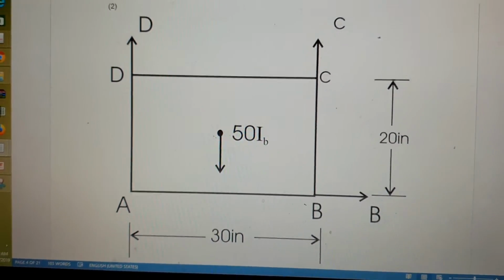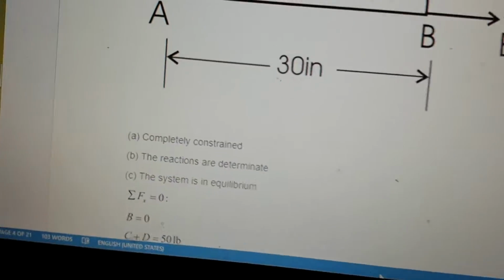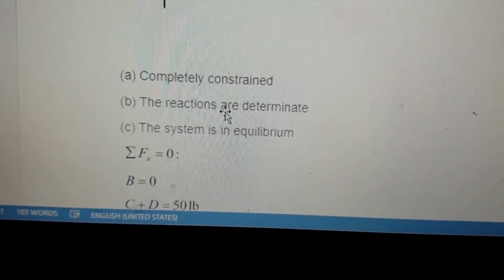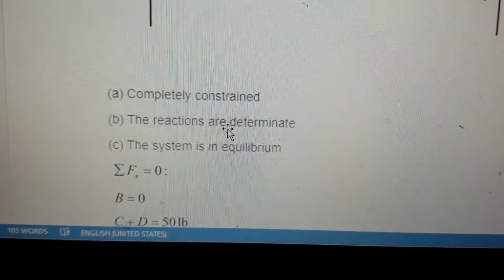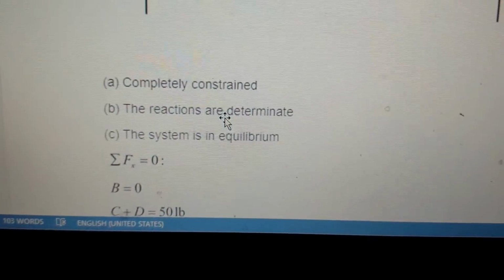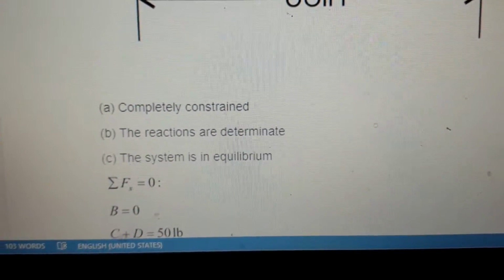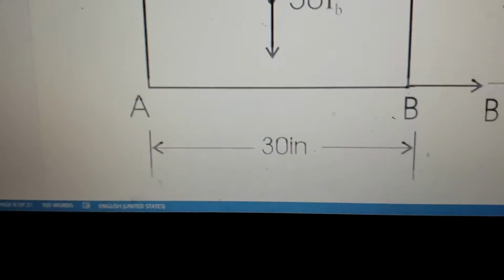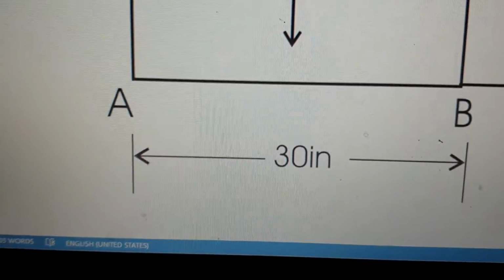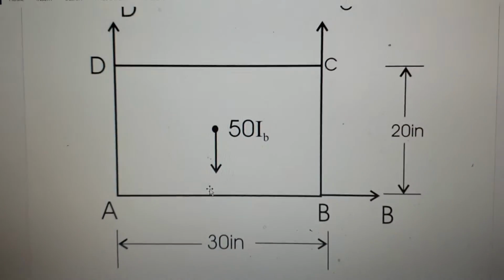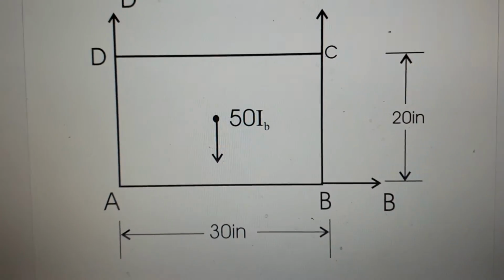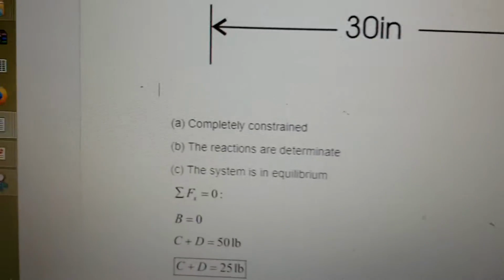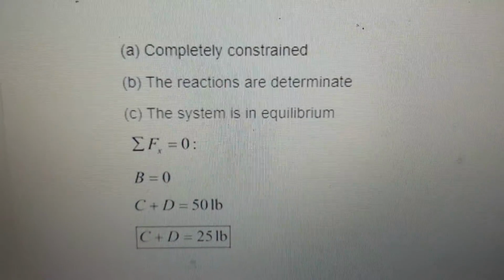So what's the answer to this? Well, if you have 3 unknowns and you have 3 equations, it is completely constrained, that's for sure. And the reactions are determinate, for sure. And the system should be in equilibrium. Let's find summation of forces in X equal to 0. Remember, these are in the y, and this is the only one in the x, B. So summation of forces in x equal to 0, B is equal to 0.